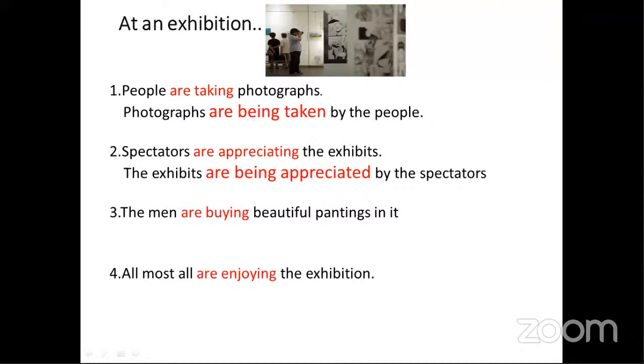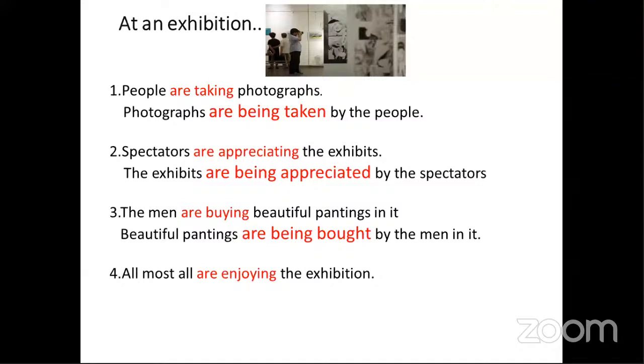Hope you have done the third one as well. I'm going to move on to that. Our third sentence is, the men are buying beautiful paintings in it. Right, shall we divide this sentence? This is the active voice sentence. The men is the subject, are buying is the verb, beautiful paintings, and you can see the adjective here, beautiful paintings, that's the object, and in it is the rest of the sentence part.